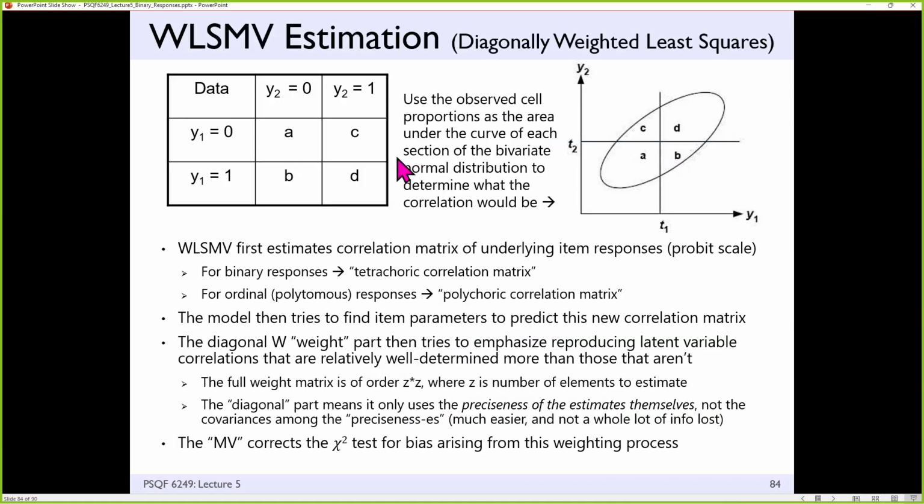So this is where that picture comes from, which I had decided to do earlier. The mean and variance part corrects the difference in what this chi-square ends up being for your predicted matrix versus the data matrix. After re-emphasizing some of the correlations more than others, it's not chi-square distributed. So the MV part tries to fix the consequences of the weighting.